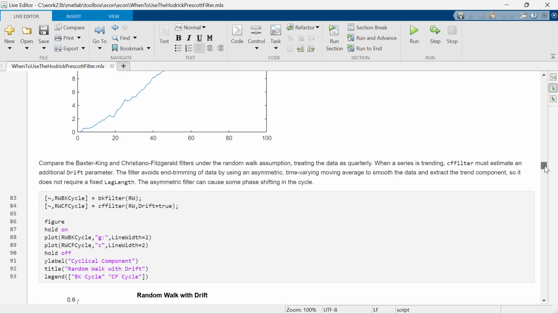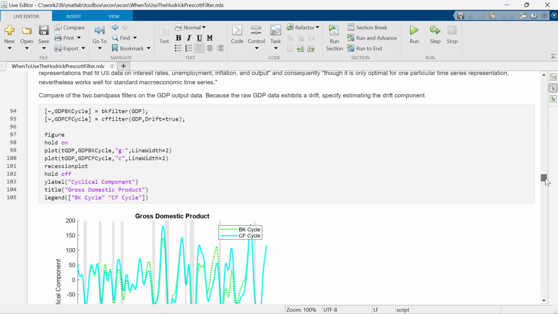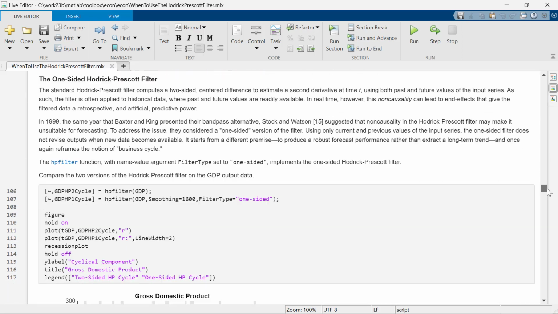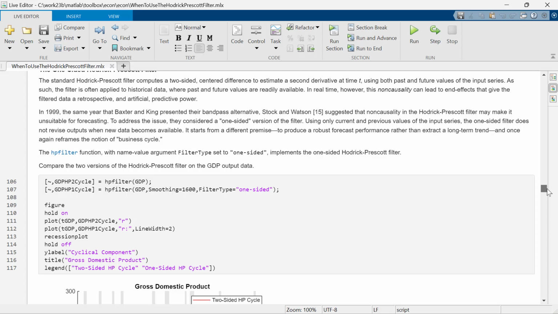That can create end effects where the cyclical output has artificial predictive power because it's using data from the future. And so they propose what's called a one-sided Hodrick-Prescott filter that does much the same thing as the Hodrick-Prescott filter, but computes that derivative using only current and past data. In other words, the filter is causal.